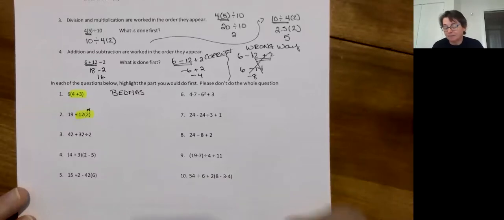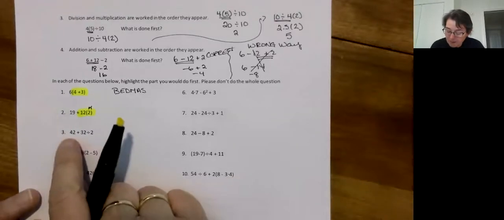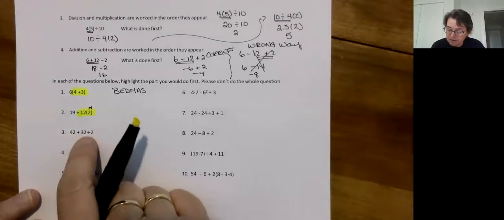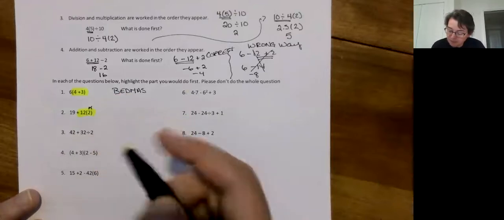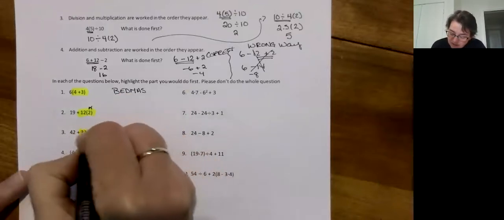No. Okay, let's look at the next one. So we got 42 plus 32 divided by 2. There's no brackets, there's no exponents, but there's a division. So that's going to be what I do first.